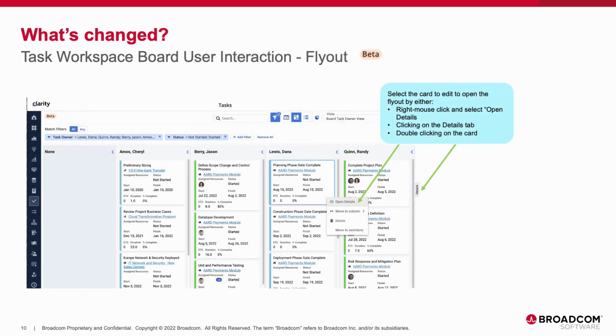So in the task workspace board, one way of editing attributes is via the flyout, and there's 3 ways of opening up the flyout. So one way is selecting the cards you want to update the fields on, right mouse click, and then that will open up the flyout. Another way is selecting the card and clicking on the details tab, and that will open the flyout. And the other way to open up the flyout is double clicking on the card, and that will open up the flyout as well.